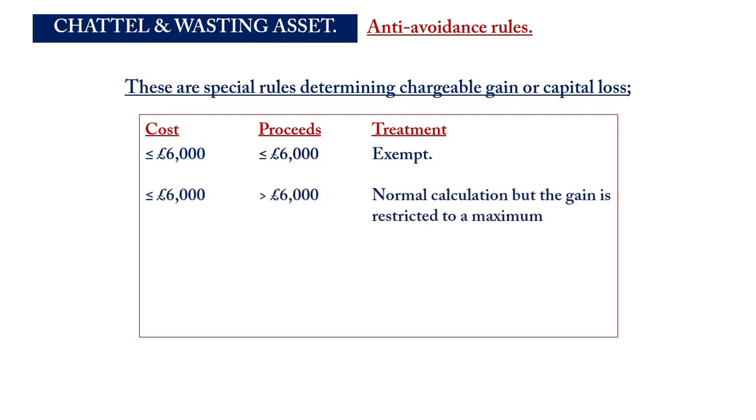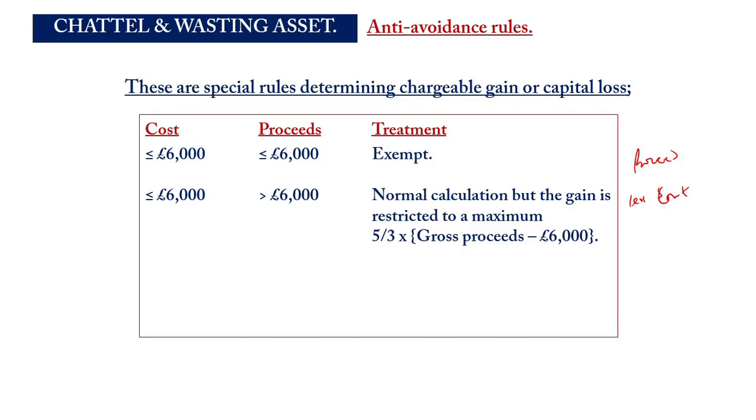Secondly, when the asset is bought for 6,000 or less, however, it is sold for more than 6,000, then the normal calculation will be done. That is where you do the proceeds less the cost. That is the normal calculation. However, the gain that you achieve, you restrict it to five thirds of the gross proceeds less 6,000.